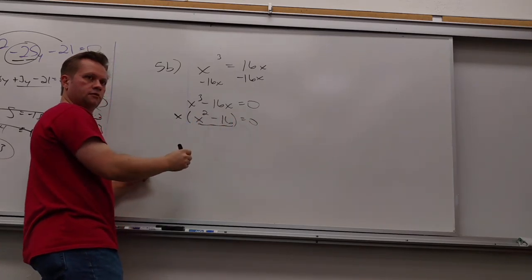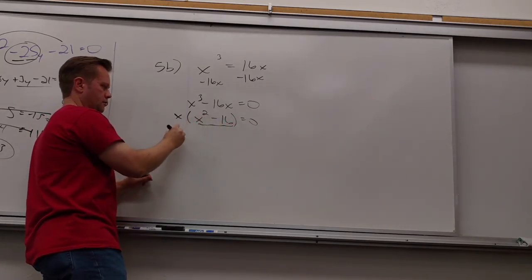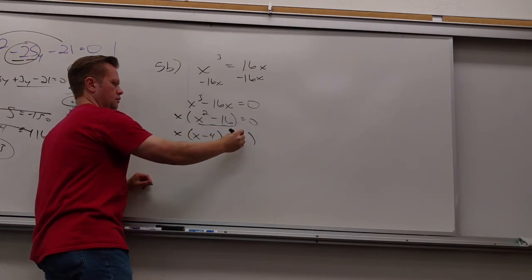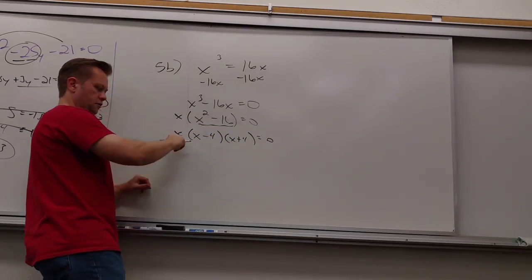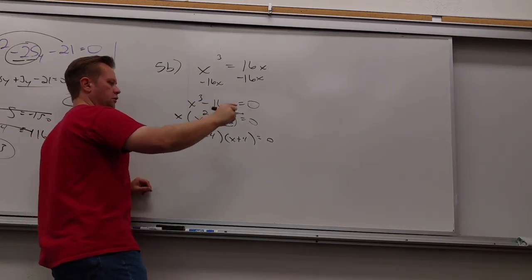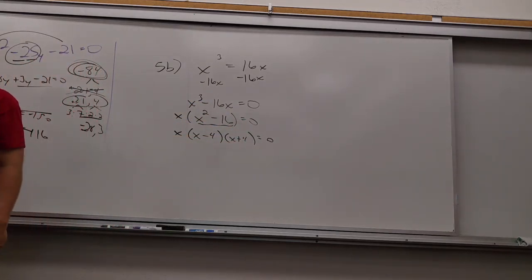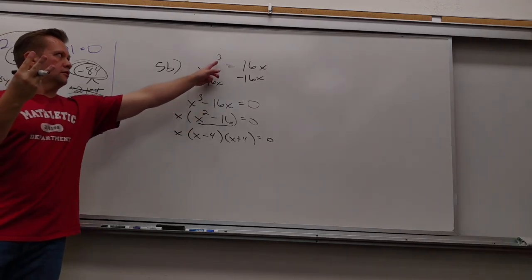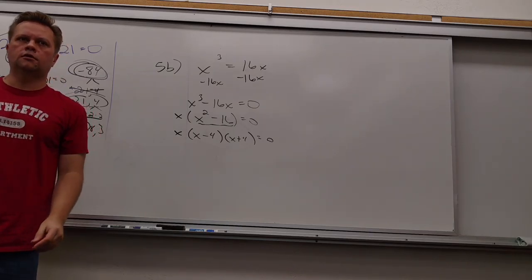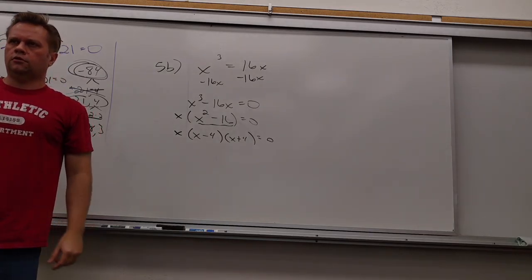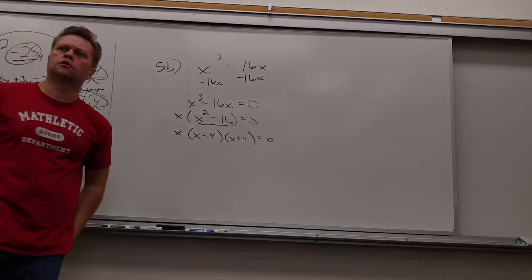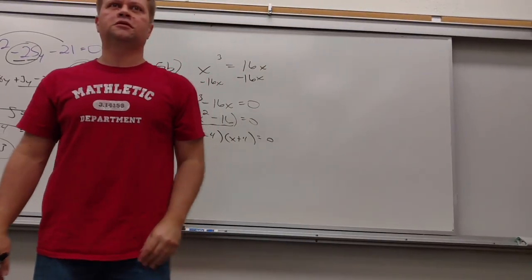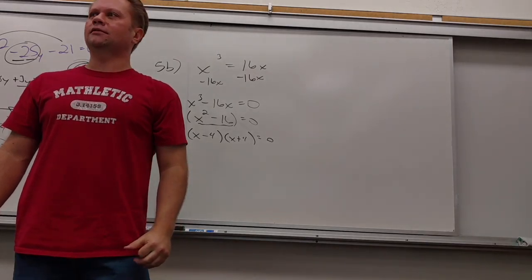And then this? Zero. Yeah. This factors as x minus 4, x plus 4. And they can say either this one is 0, or this is 0, or that is 0, and you get your three answers. Why am I not surprised that there are three answers?